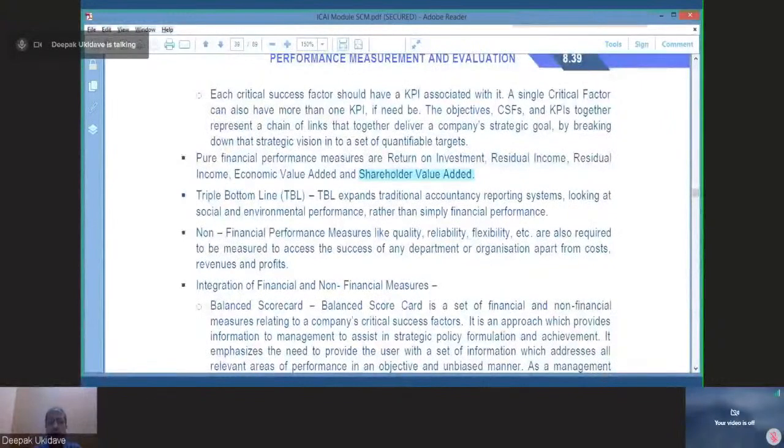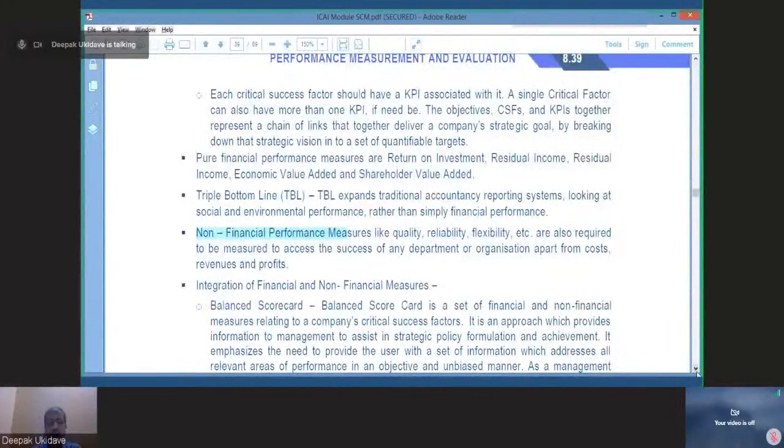Shareholder value added. Then we learned the triple bottom line, which talks about 3 P's in financial reporting, namely profit, people, and planet. Doing something for the society, doing something for protection of environment is equally important as maintaining the bottom line. Non-financial performance measures, we concentrated on quality, reliability, flexibility. These are the parameters used in non-financial measures.